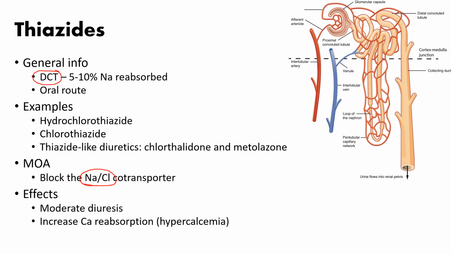These drugs are called medium ceiling diuretics because they get rid of moderate amounts of water. They're not the most potent diuretics, but they are fairly good at getting rid of some water. And they increase calcium reabsorption, so they can actually promote hypercalcemia. This is a very important point because this is the complete opposite to loop diuretics, which get rid of the calcium, and therefore we get hypocalcemia.